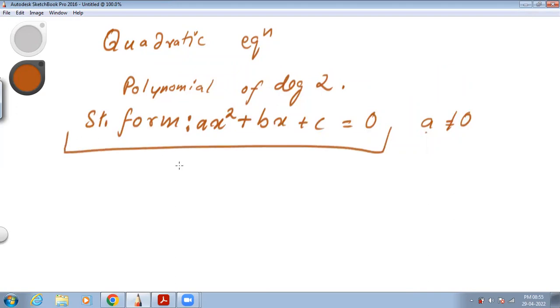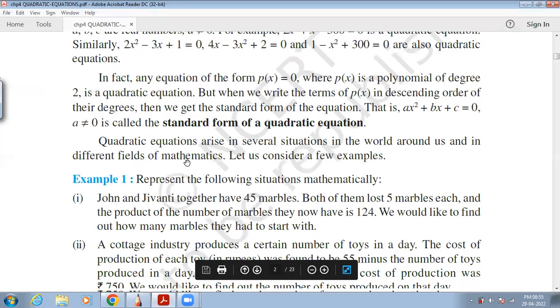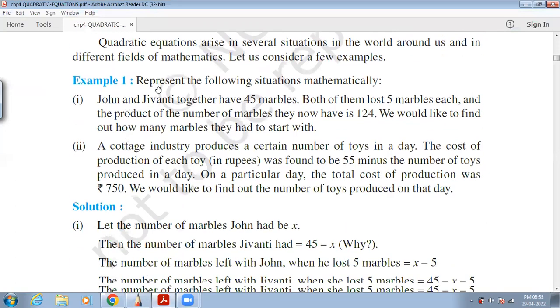Okay. So this much you should know. Now let's just keep moving ahead. So you see, I've made it very much clear here. The standard form of the quadratic equation is ax squared plus bx plus c equals 0, and a is not equal to 0.